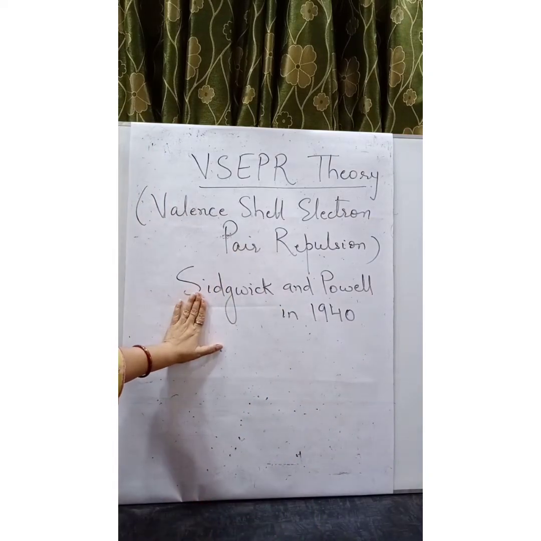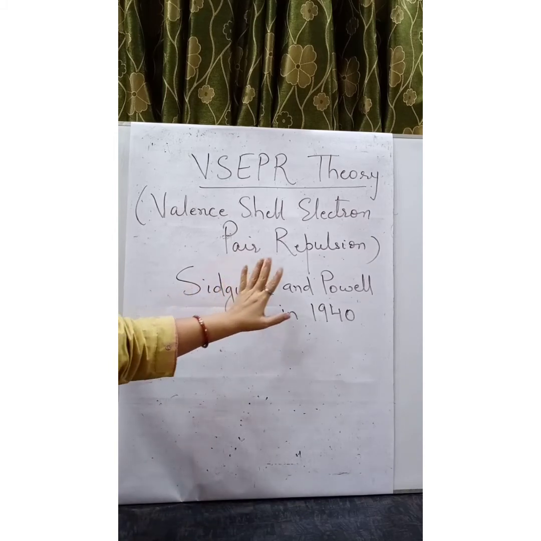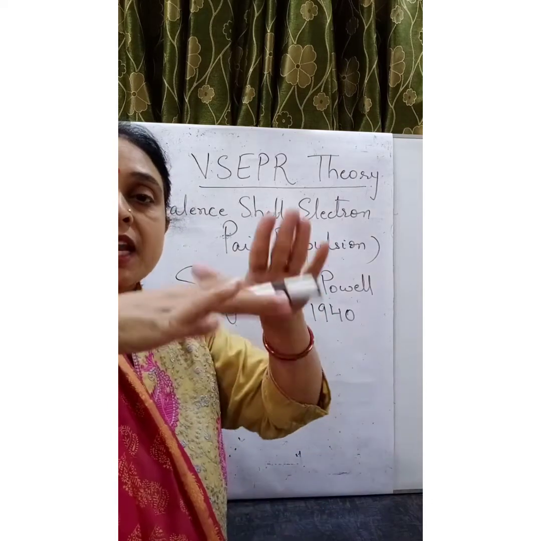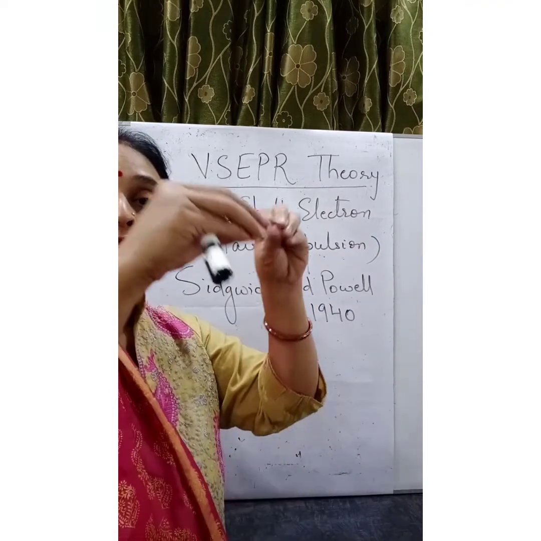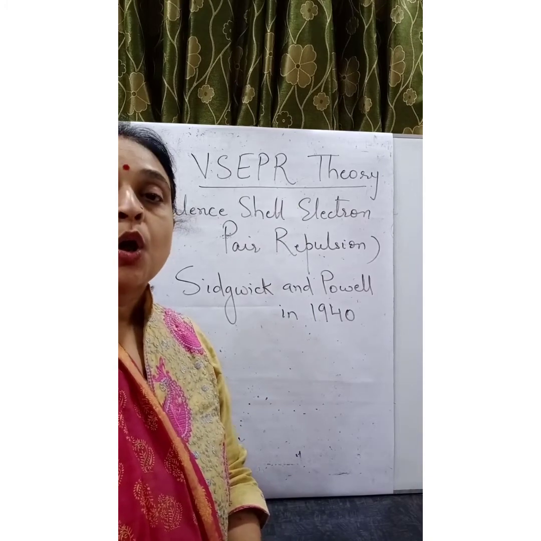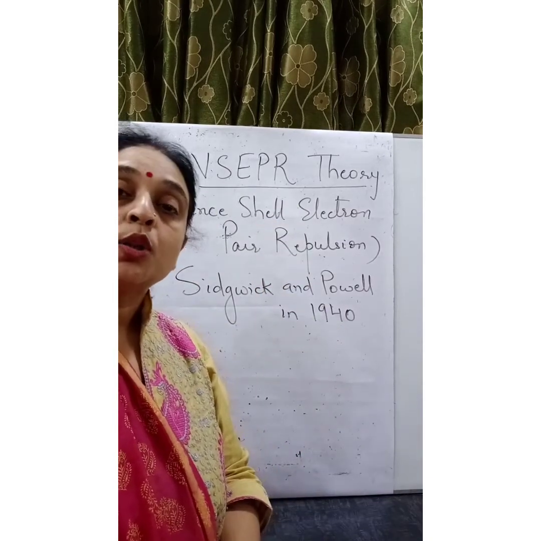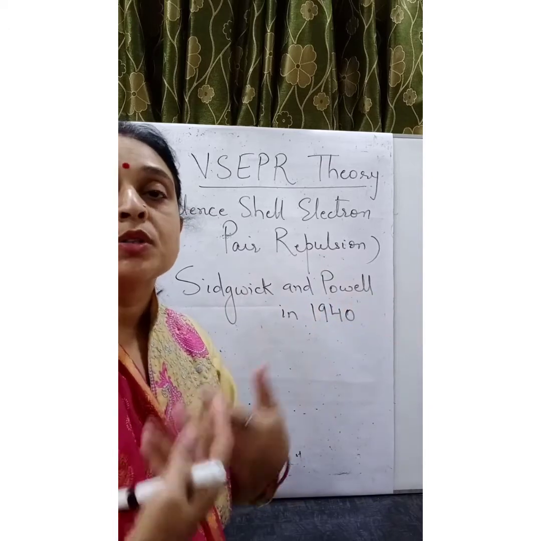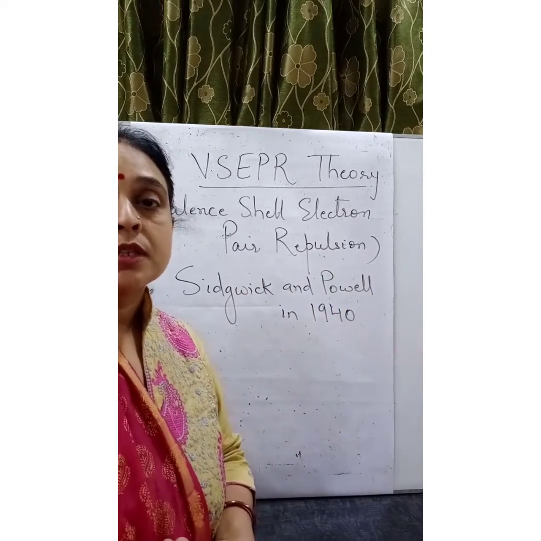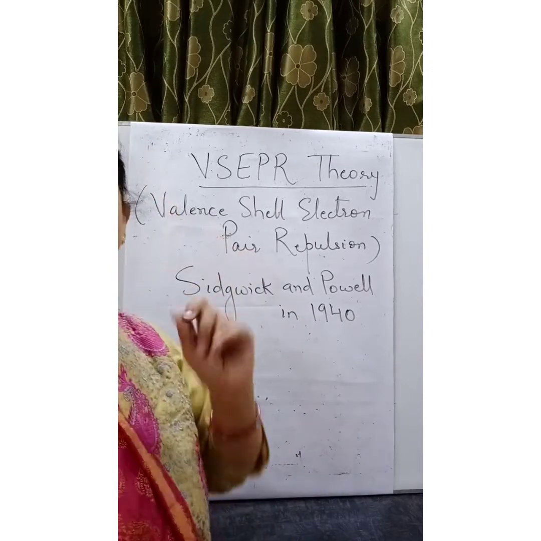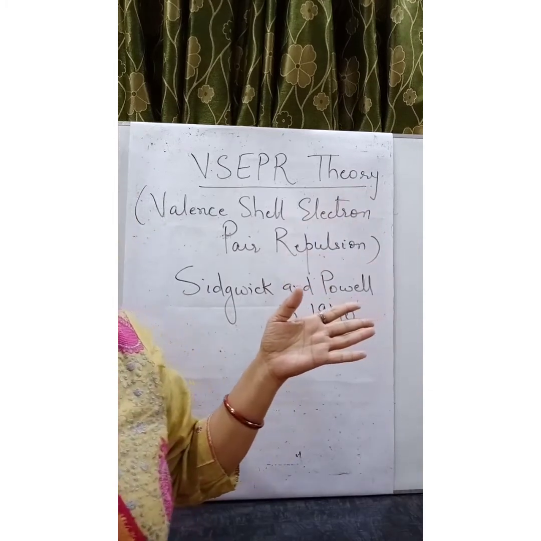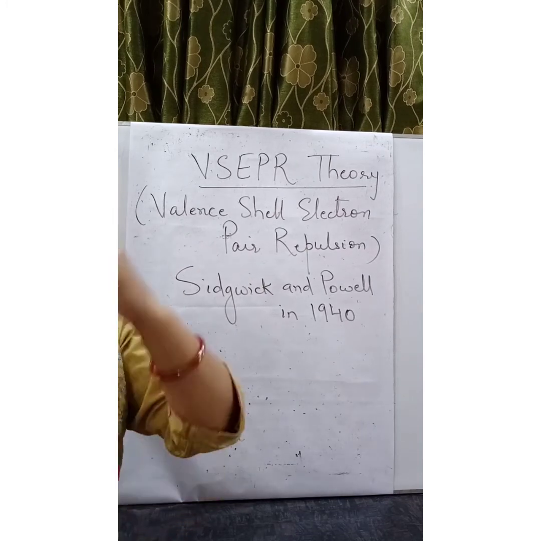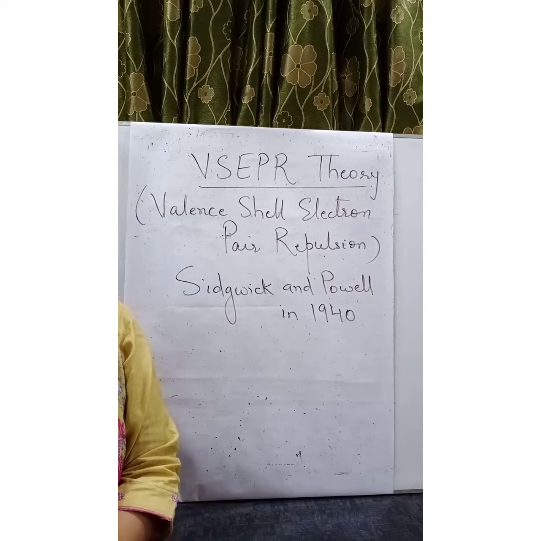According to this VSEPR theory, the electron pairs are just like clouds and they repel each other in the valence shell. The valence shell is considered as a sphere on which the electron pairs, or we can say the non-bonding electron pairs or the lone pairs, are present. These lone pairs are just like clouds. They move and come closer to each other, and during that course, repulsion takes place. In order to avoid repulsion, they occupy maximum distance from each other. The valence shell is considered as a sphere on which these electron pairs are located at maximum distance.